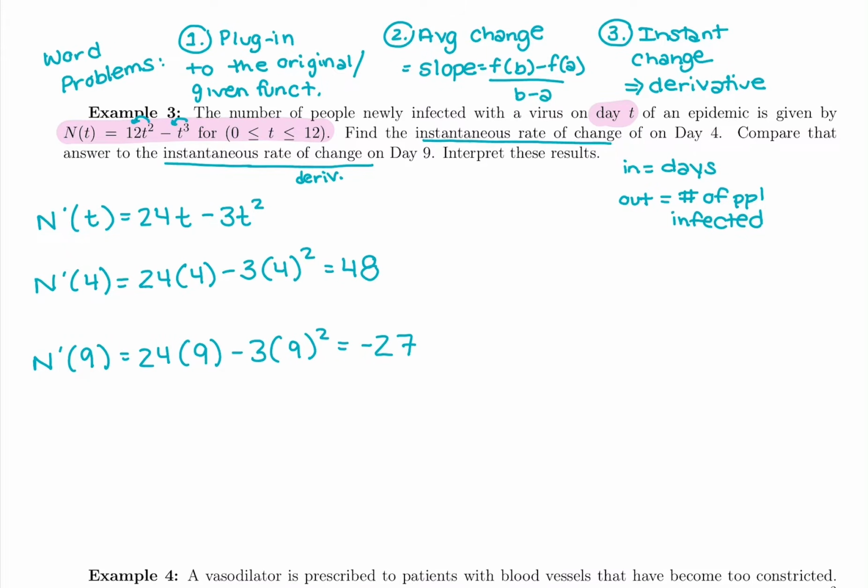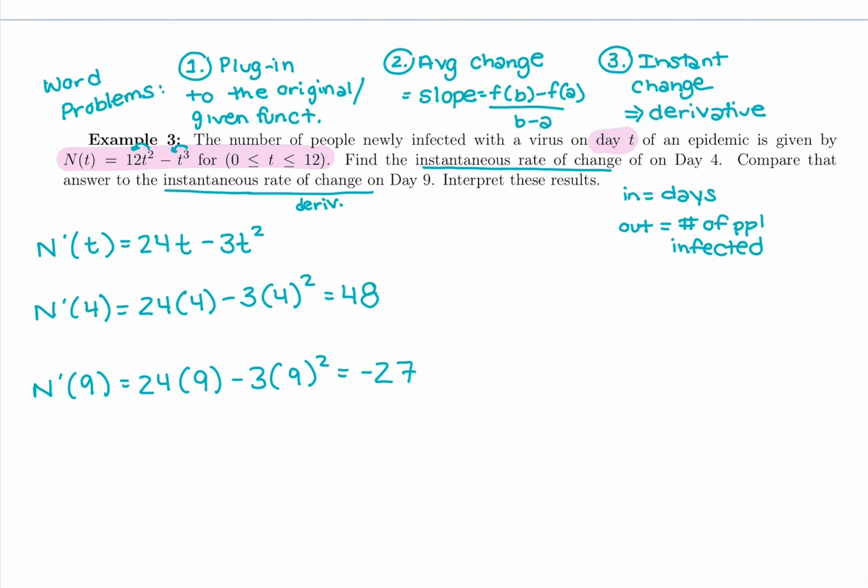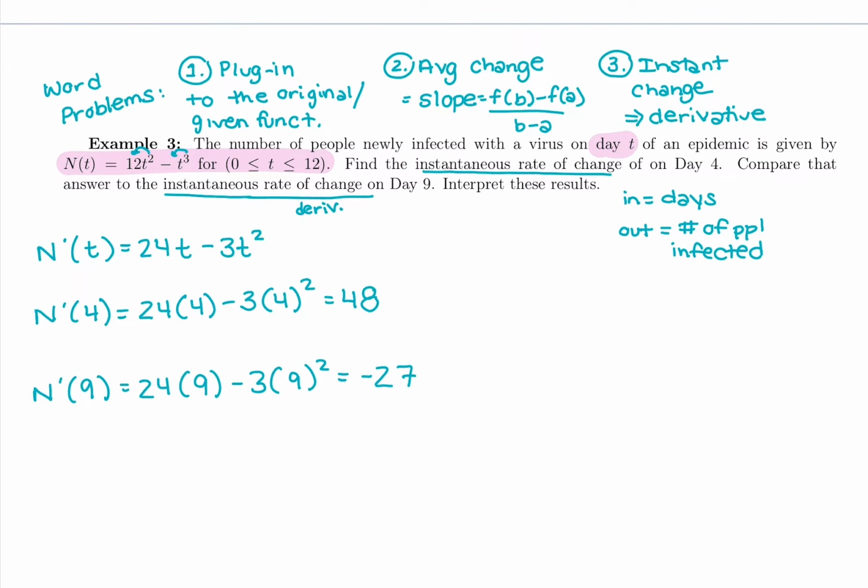So what does that mean? 4 days in, there's 48 sick people, and 9 days in, there's negative 27 sick people? That doesn't make sense. We have to remember that we're looking at rates of change. We're not just plugging in days and getting out the number of sick people. We're looking at a rate of change. It has 2 units. So to help interpret this correctly, when I have average change or instant change, I need to remember that for rates of change, they have 2 units.